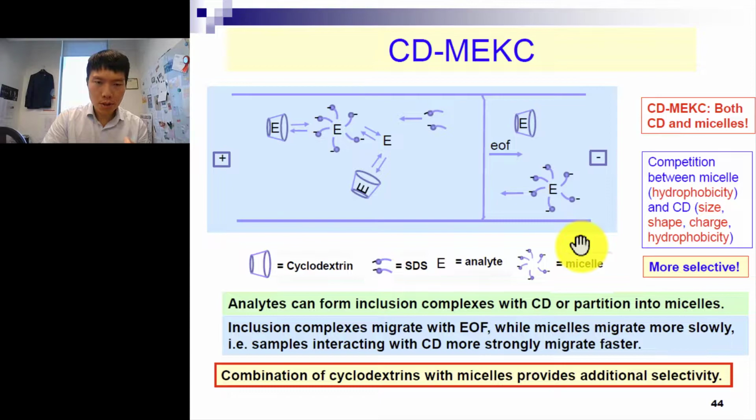Okay, so this example here will tell you about the selectivity of this reagent. You can see that if you combine the CD, cyclodextrin, with the micelles, it does provide additional selectivity because your analyte can bind to these two particles, your CD and micelle, in different manner. So there's a bit of equilibrium exchange, right? So we can allow separation as well.